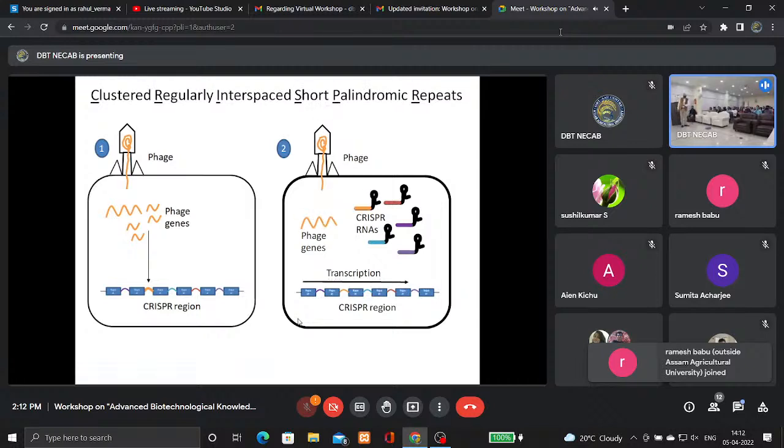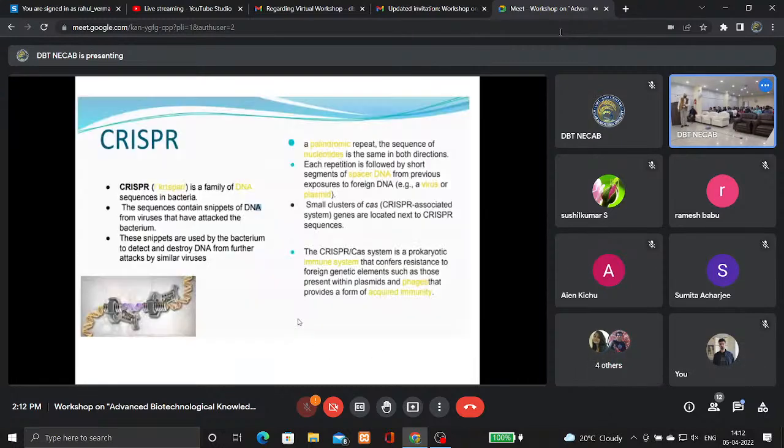So let me go back. CRISPR is a family of DNA sequences in bacteria. As I said, it was discovered in bacteria, and the CRISPR sequences contain snippets of DNA from the viruses that attack the bacteria.